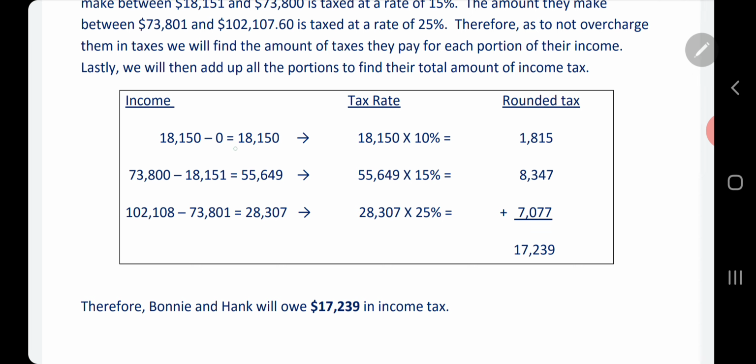That each amount of money gets taxed at a different rate, and it's a better thing because let's say they took the whole amount of $102,108 and charged it at 25%. It's easier math, but the amount of money that they would owe would be a whole lot more. So at the end, it's a lot better for you.